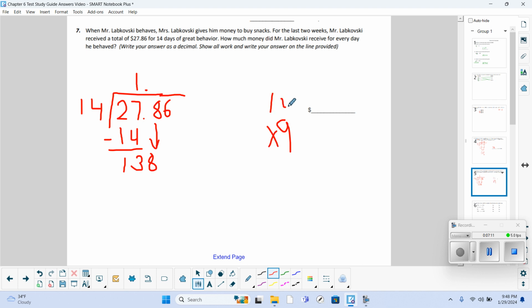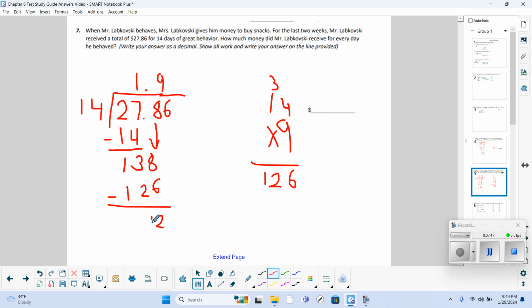This will be my little scrap work. 9 times 14. Sorry, I'm using my mouse today, so my handwriting is extra sloppy, but hopefully you can follow my work. 9 times 4 is 36. Carry the 3. 9 times 1 is 9, plus 3 is 12. 126. Alright, so if I put that 9 up here, 9 times 14 is 126. My remainder would be 8 minus 6 is 2.